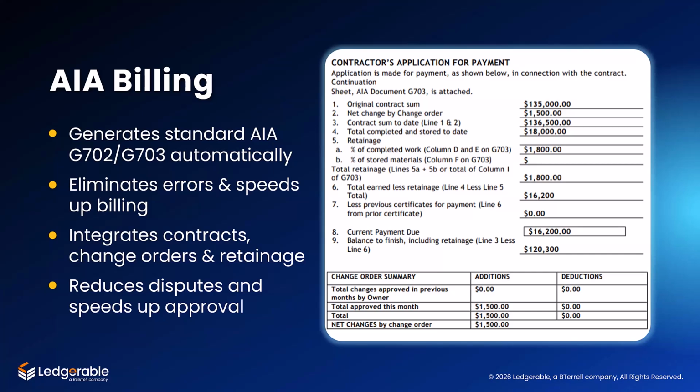And further down in the table, you will see items like approved this month, which reflects the current period change activities, such as the $1,500 change order we mentioned earlier. And this is how everything we just discussed comes together in the AIA format.